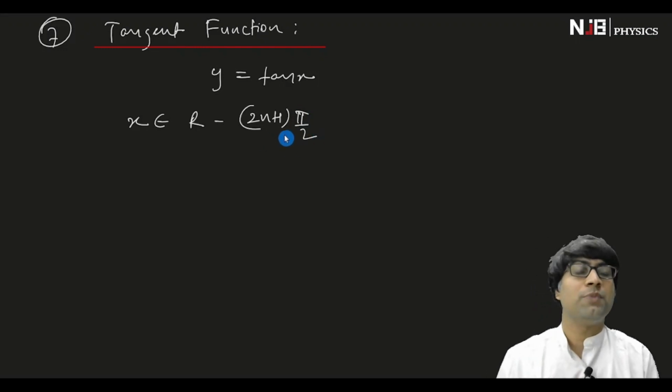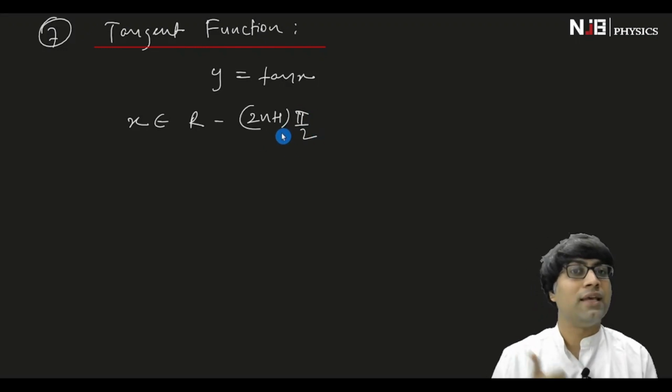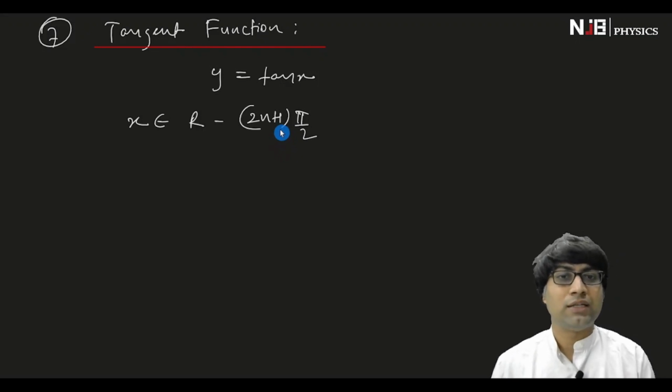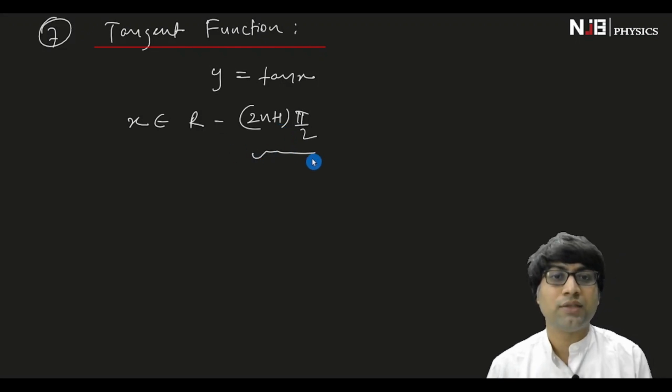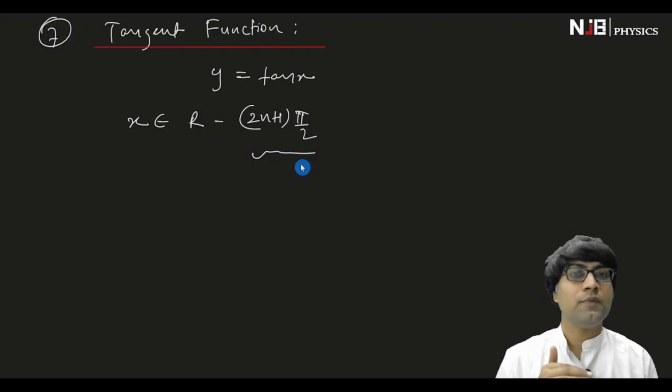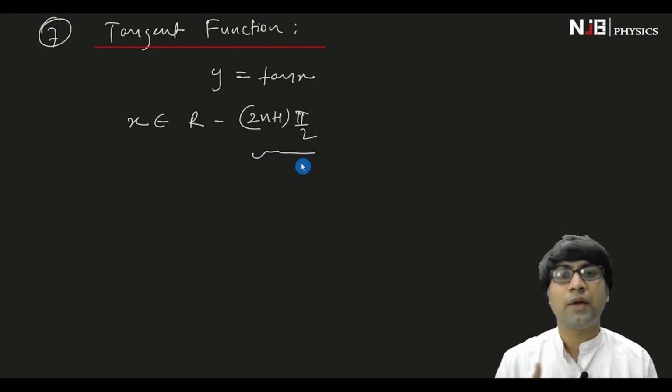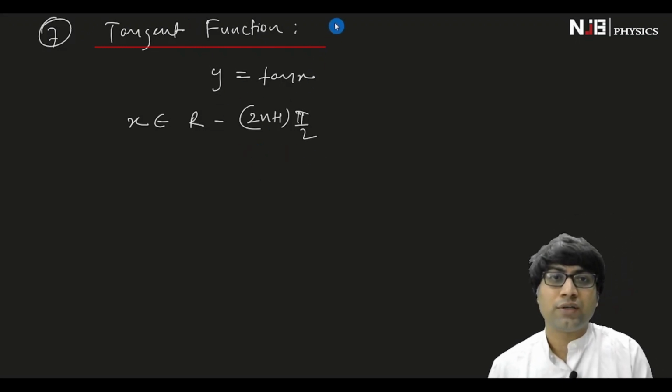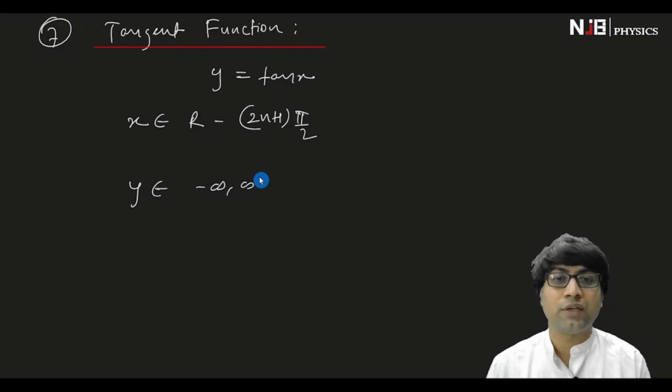This 2n plus 1 is basically the odd number. n is an integer, so it can be a positive integer, it can be a negative integer. So basically this term is nothing but plus minus pi by 2, 3 pi by 2, 5 pi by 2, 7 pi by 2, and so on. So this is going to be the domain of this function. Let us talk about the range of this function. Well, the range of this tan x is going to be from minus infinity to plus infinity.